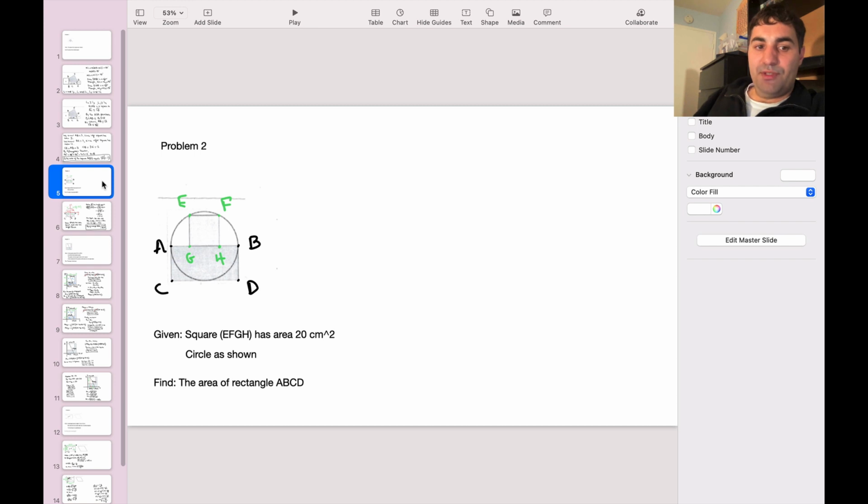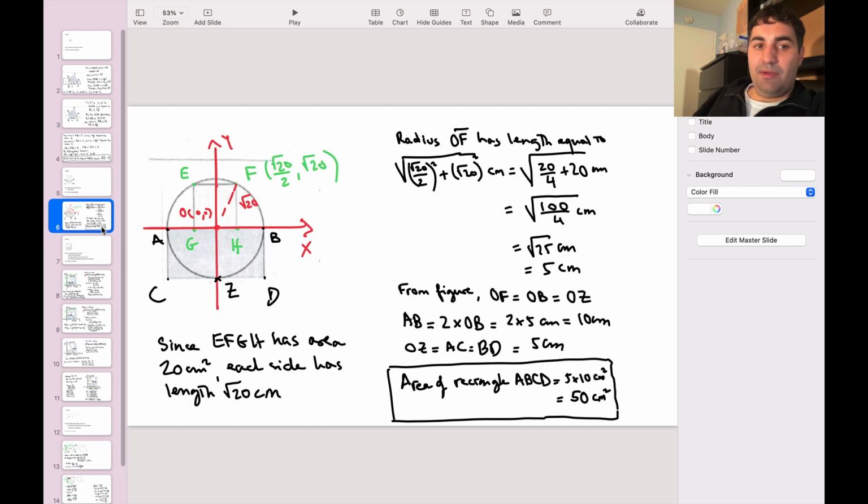Now let's look at problem 2. Square EFGH has area 20 centimeters squared, and we have a circle shown. Find the area of rectangle ABCD. So one way we can do this is create a coordinate system where the x-axis lies on the diameter AB, and then we can construct the y-axis such that the y-axis is perpendicular to and bisects chord EF.